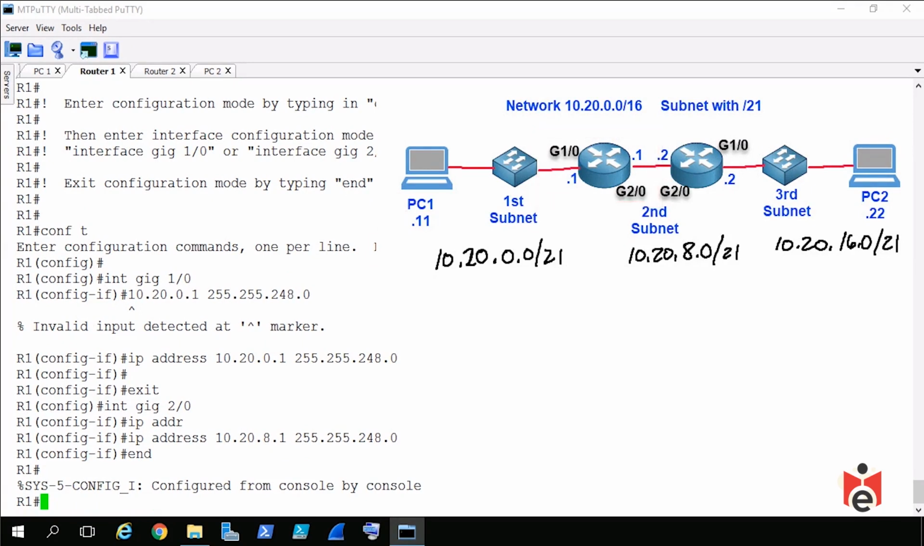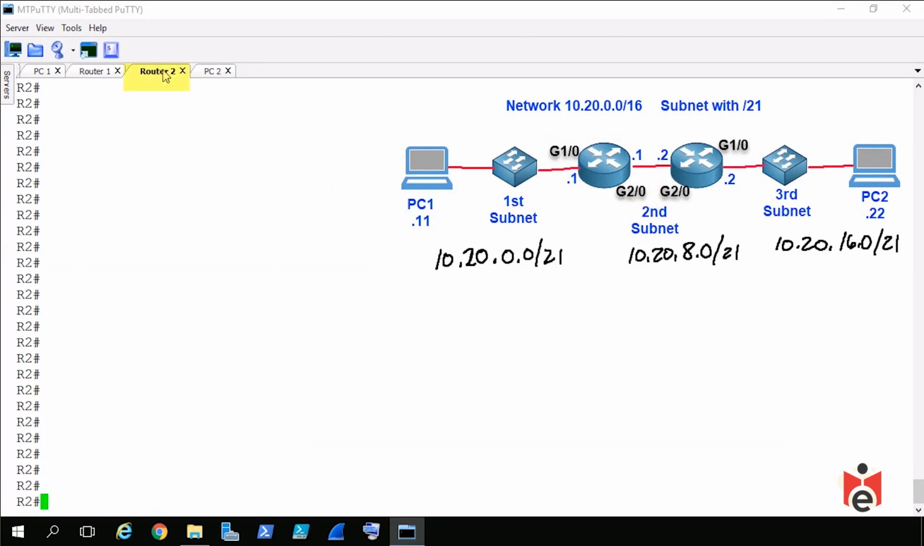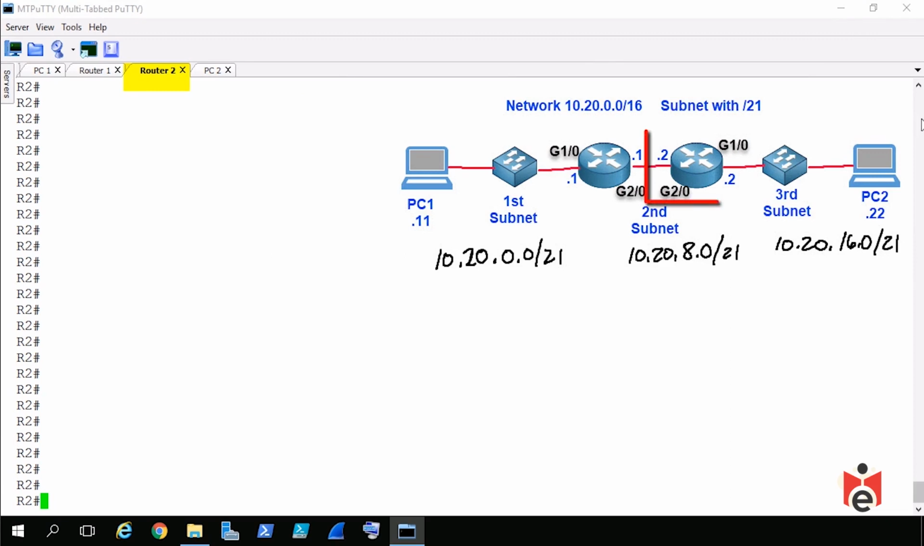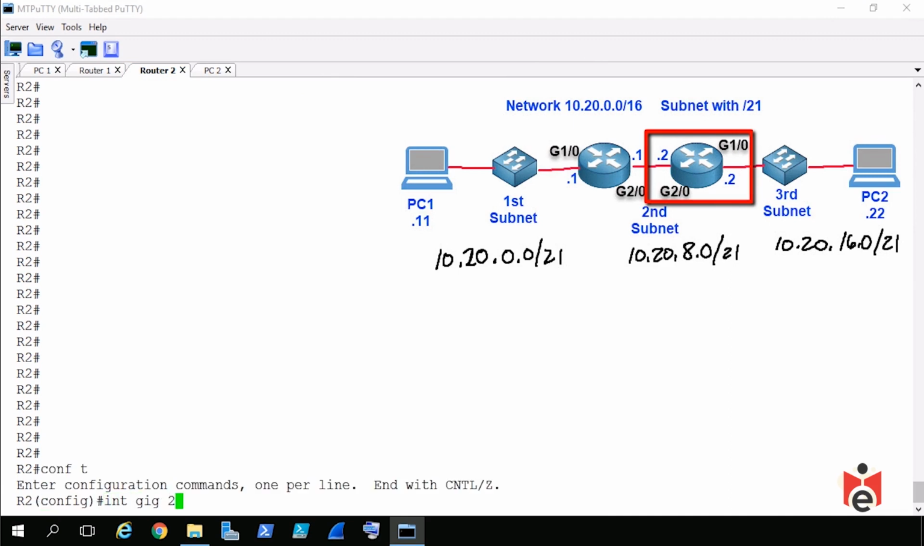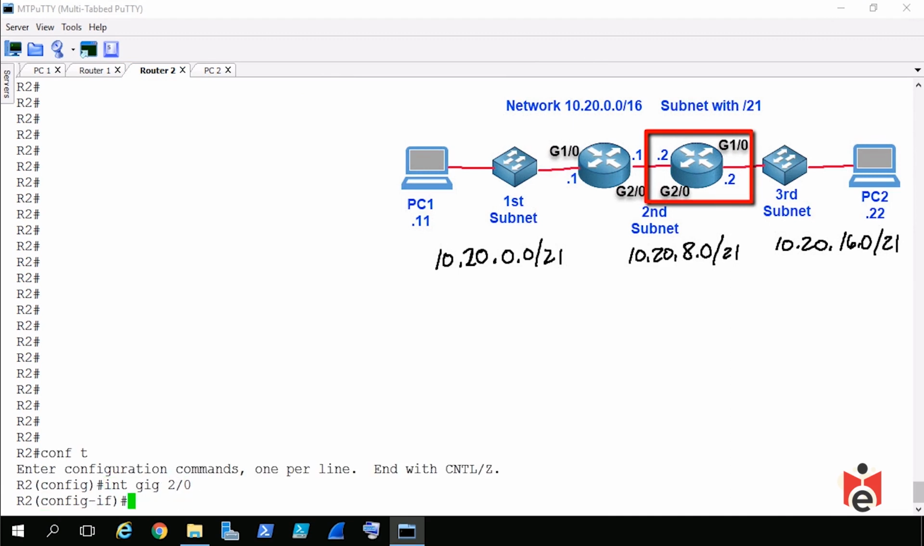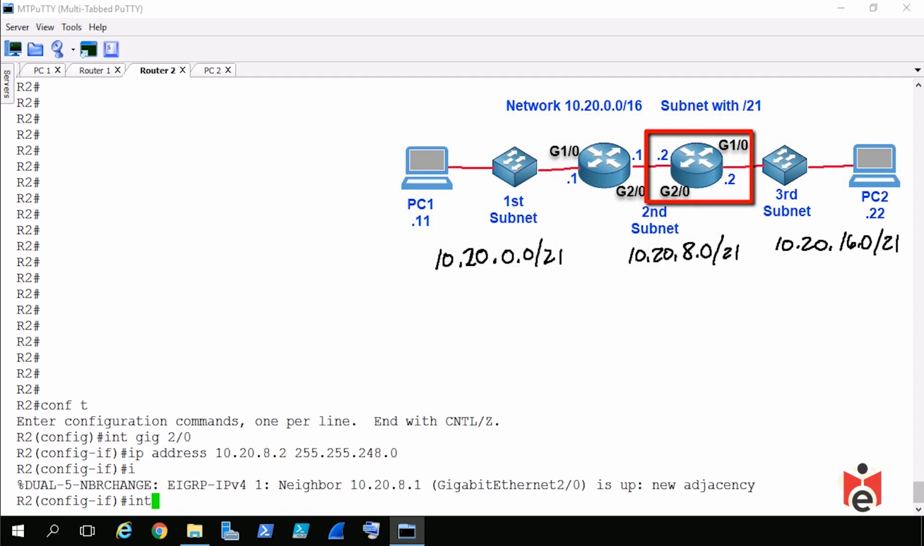Let's go ahead and configure router 2. So we'll hit the tab for router 2. So here on router 2, what we'll do is we'll go into interface gig 2/0. That's the interface that faces R1. It's between R1 and R2. And we'll give it the IP address of 10.20.8.2. That's the 8 subnet with the 21-bit mask of 255.255.248.0.